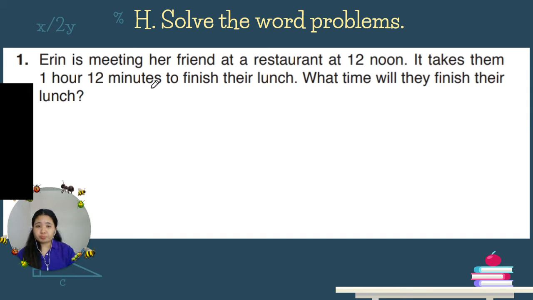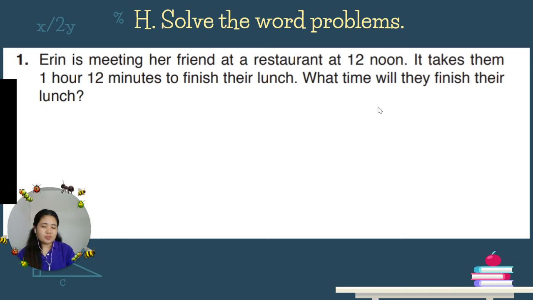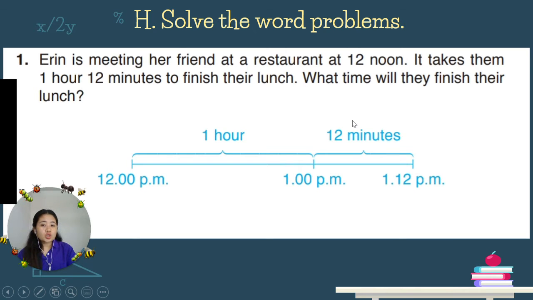So what will you do? To solve the end time, you have to add the start time plus the how long, or the duration. That will be the answer for the end time. So if this is 12 p.m., because 12 noon is 12 p.m. already, then plus 1 hour, that will be 1 p.m. So plus 12 minutes, that will become 1:12 p.m.